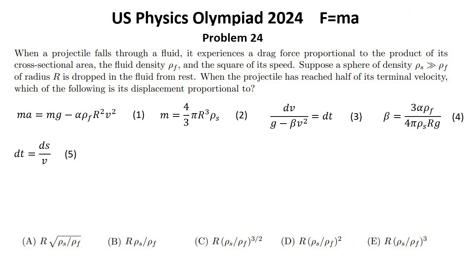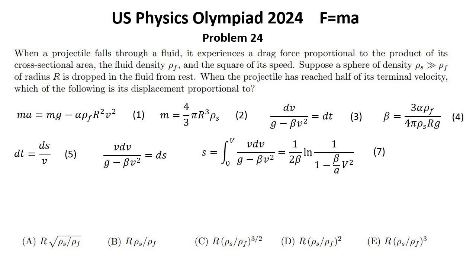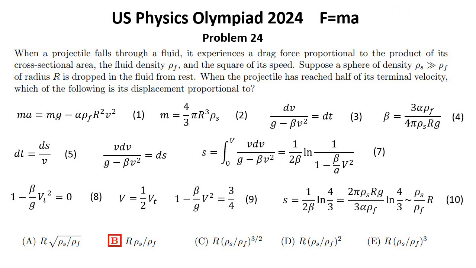Next, since time is expressed through distance and velocity by formula 5, we can use it in formula 3 to display the dependence of distance on velocity through formula 6. This formula is easily integrated as 7. Next, using the expression for terminal velocity 8 and the expression for half-terminal velocity 9, we get the final answer in the form of 10, which gives us the distance dependence on densities and radius in the form of answer B. And this was the solution to problem number 24.